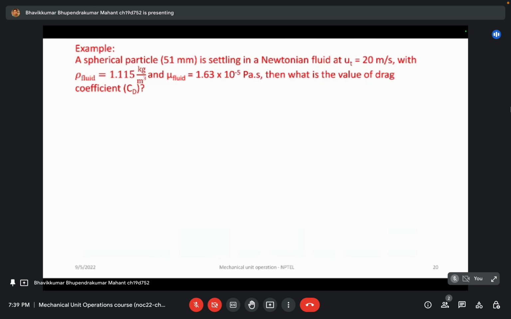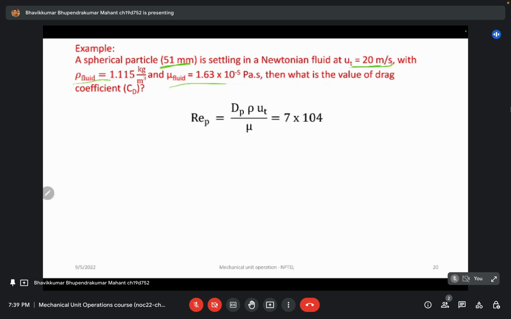So here the example is that a spherical particle which has a diameter of 51 mm is settling in a Newtonian fluid with a terminal velocity of 20 meter per second. Here we have the density of the fluid as 1.115 kilogram per meter cube. Viscosity of the fluid is 1.63 into 10 to the power minus 5 pascal second. Then what is the value of the drag coefficient?